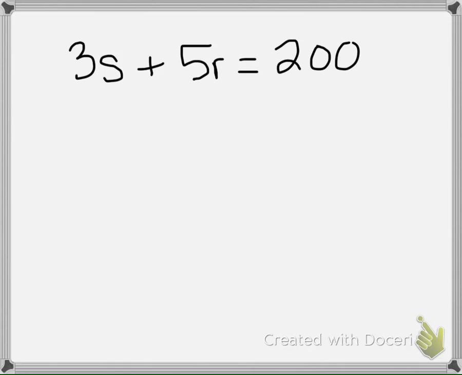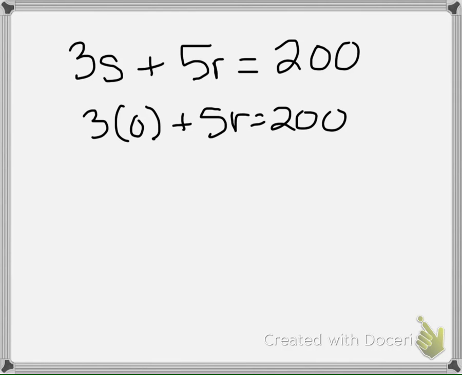Now you guys know how to do this. I'm going to substitute a number in for S and solve for R. And as you know, my favorite is to solve for some of the intercepts. So I'm going to put 0 in for S because that's the easiest. Okay, 3 times 0 is 0, so that leaves me with 5R equals 200. Divide both sides by 5.